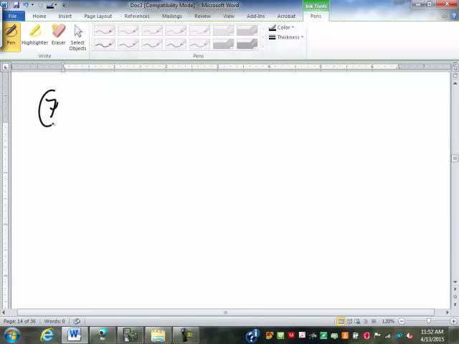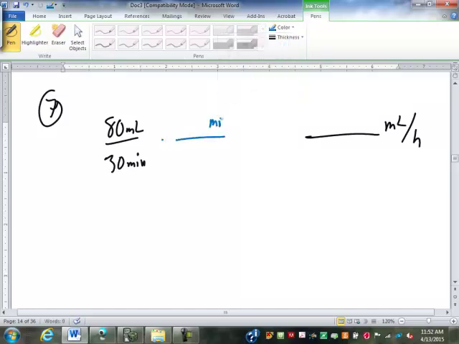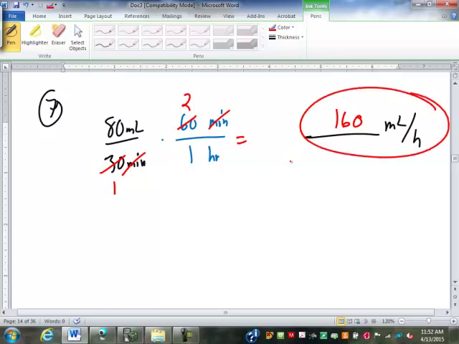So number 7, IV flow rate for 80 milliliters infused over 30 minutes. This is one where you actually have to look at the answer and see what units it's asking for. You can see in the answer it's looking for milliliters per hour. So we have to convert this to hours. So minutes are going to go on top, hours on bottom. 1 hour is 60 minutes. The minutes cancel out. I'm going to cross cancel the 30 and 60 to give me 1 and 2. So 80 milliliters times 2 is 160 milliliters. 1 times 1 hour is 1 hour. So 160 milliliters per hour.